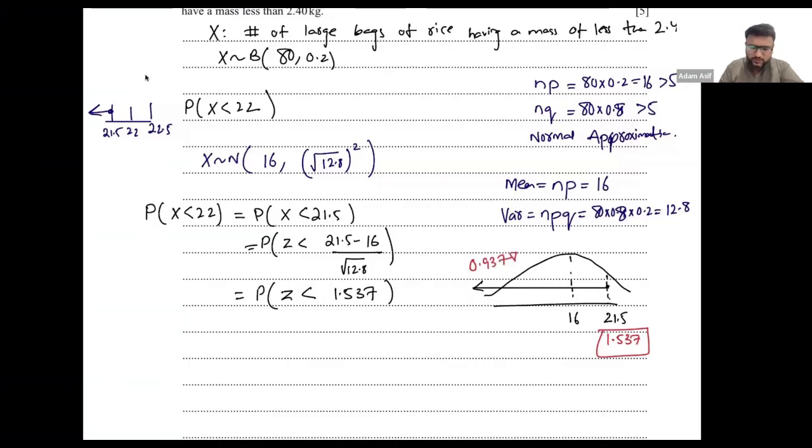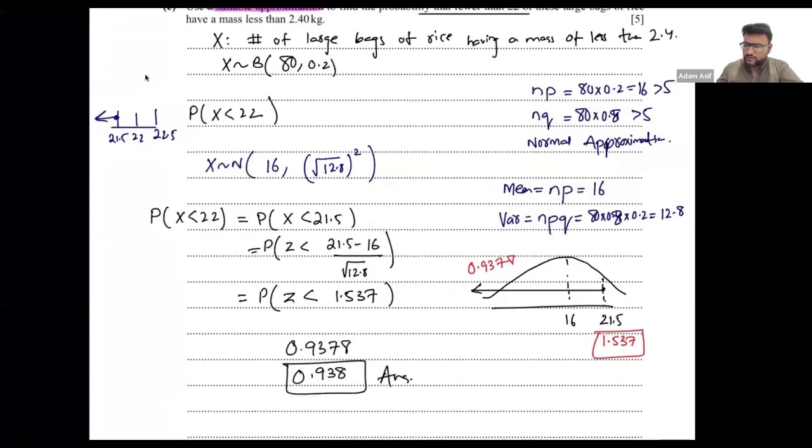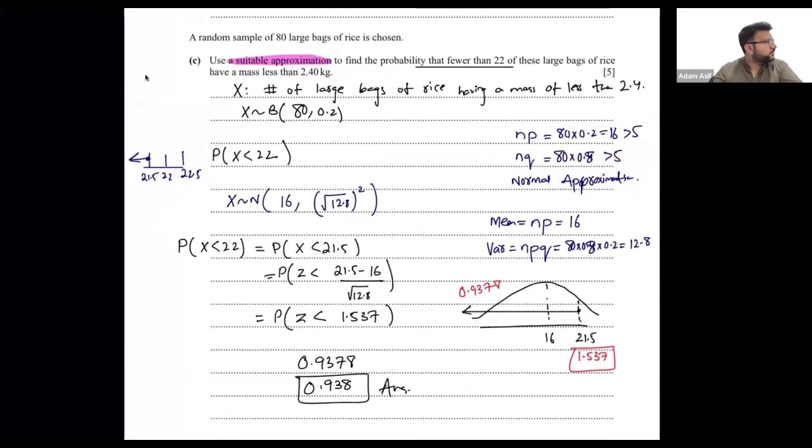0.9378. So the final answer is 0.9378, which is 0.938, 3 significant figures. Okay, this is the working that you're going to do for a 5-mark question on normal approximation.